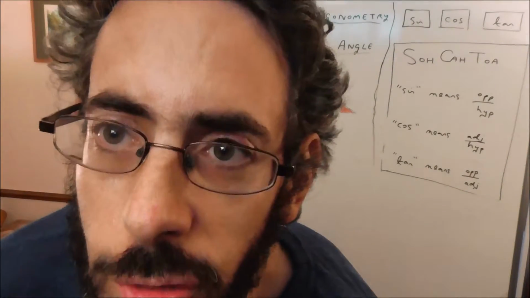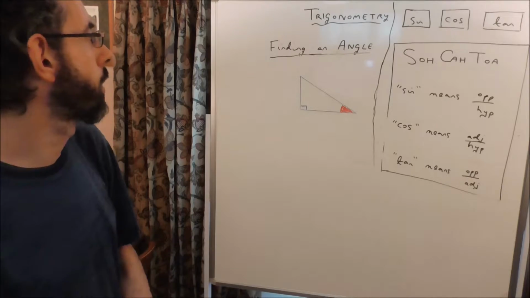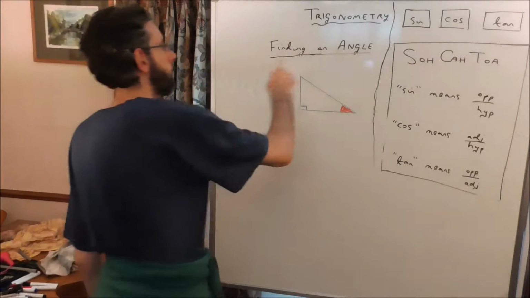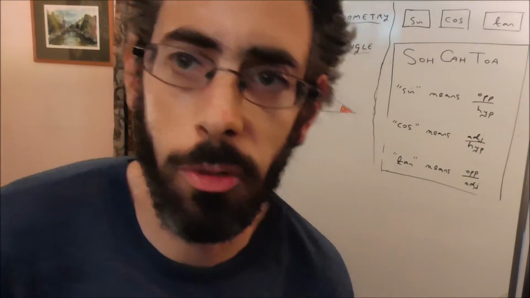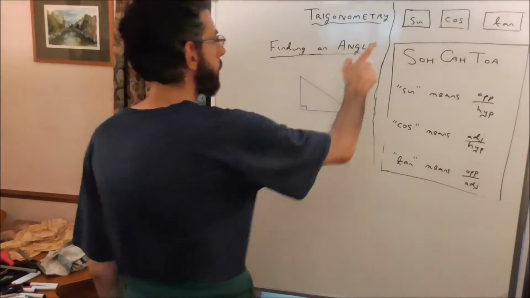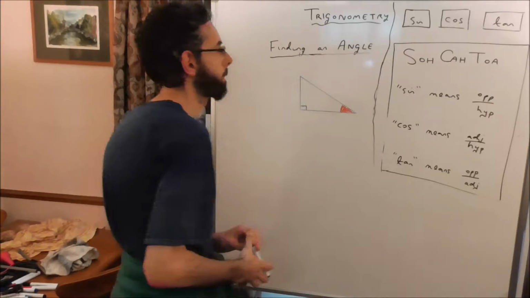Right, Trigonometry lesson 2. In this lesson I'm going to teach you how to find missing angles in right angled triangles. You need to have a calculator with you. It needs to have these three buttons, sine, cos and tan.